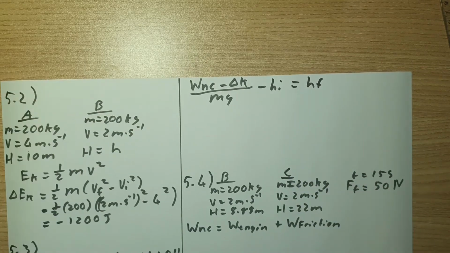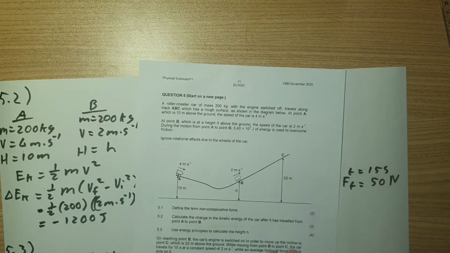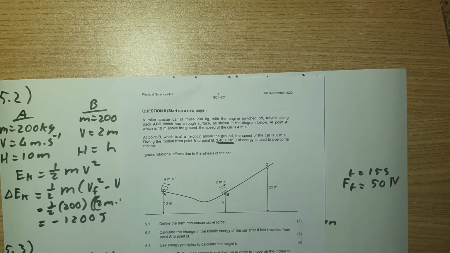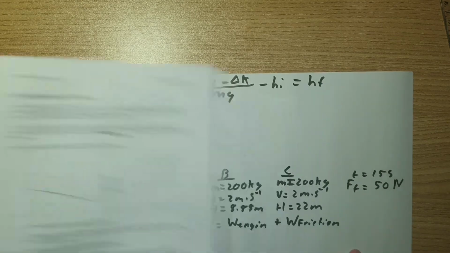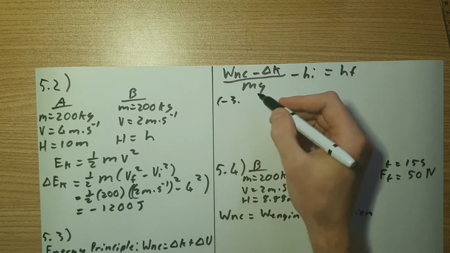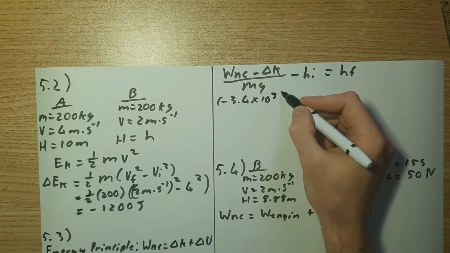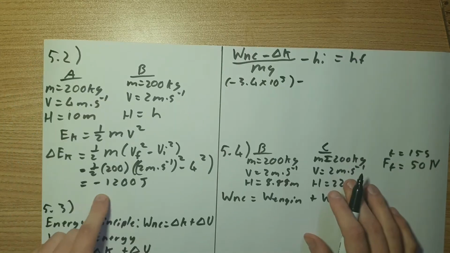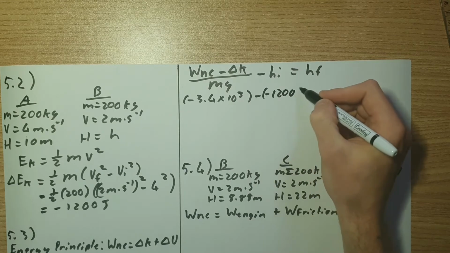Okay, now substituting everything in. Please note that the work of the non-conservative force here is your frictional force, which was given up here. But remember, friction's taking energy out of the system, so it needs to be negative. So I'm going to have negative 3.4 times 10 to the 3 joules. The change in my kinetic energy was negative 1200 joules, negative 1200 over here.